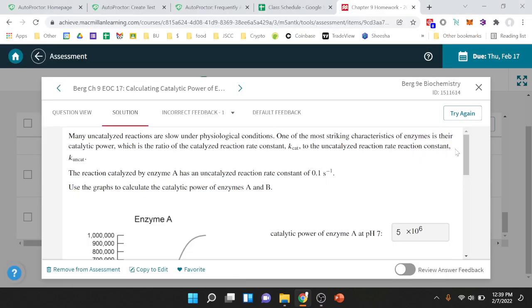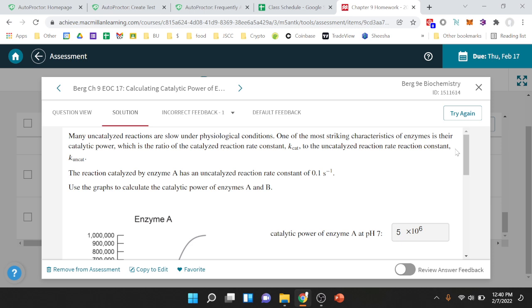Many uncatalyzed reactions are slow under physiological conditions. One of the most striking characteristics of enzymes is their catalytic power, which is the ratio of the catalyzed reaction rate constant, Kcat, to the uncatalyzed reaction rate constant, which is Kuncat.